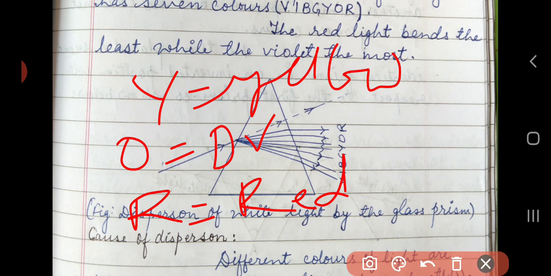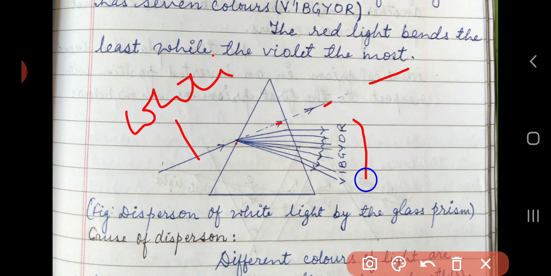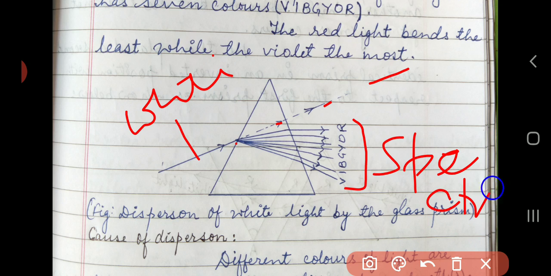So what will happen here? When white light enters into the prism, this light is split into its 7 constituent colors. This is the spectrum of 7 colors. Actually this is white light, but here it splits into 7 colors, and these colors form a pattern, VIBGYOR.